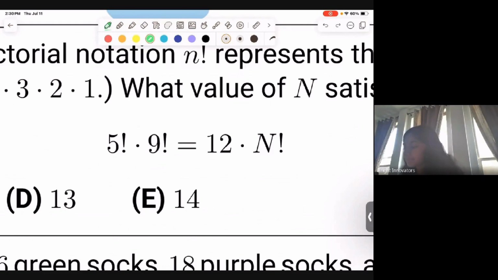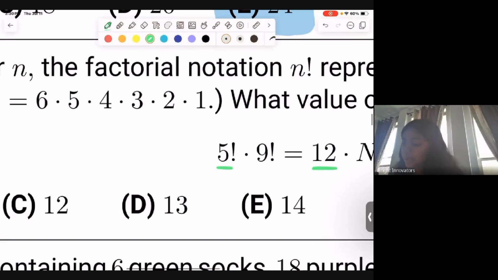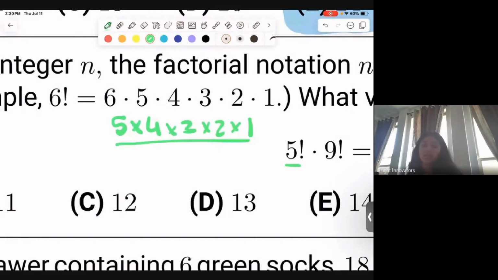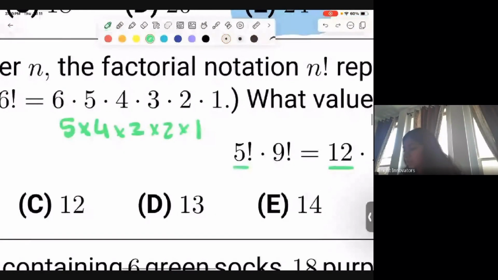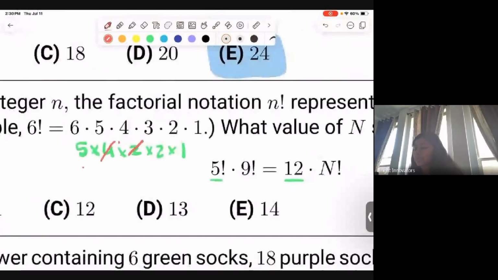So I tried to find 2 numbers that make up 12. So you can do 3 and 4. And 3 and 4 both go into 5 factorial. A factorial is just the number multiplying by the numbers below it, so 5 factorial would look like that. And so 12 is 3 times 4, so you can cross both of those out. So now you just have 5 times 2 times 1 times 9 factorial, because that got crossed out.